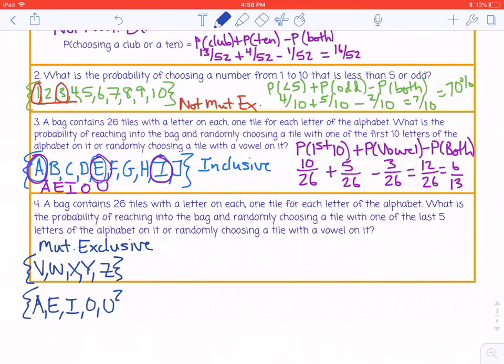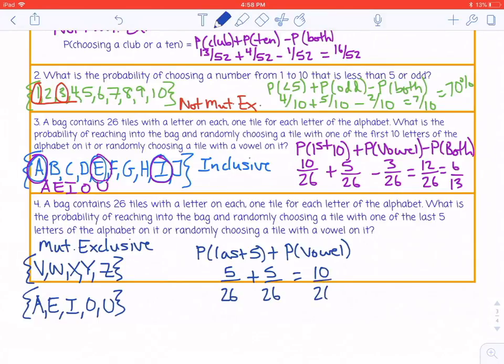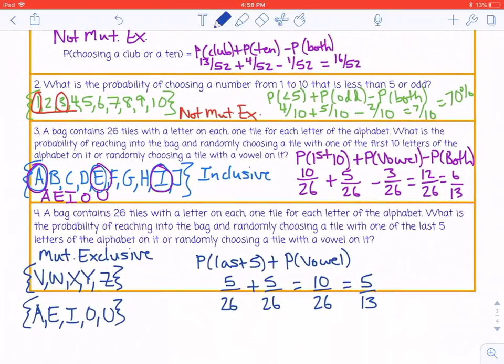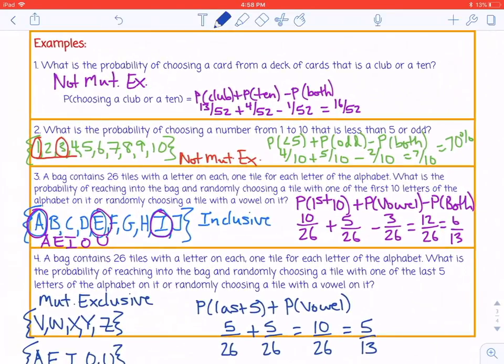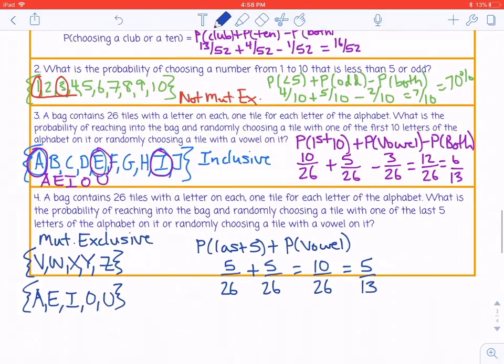Okay, so we need to calculate the probability. That means we just need the probability that it's one of those last 5 letters plus the probability that it's a vowel. But there's no overlap, so we don't need to subtract it. All right, so there's 5 letters that are the last 5 letters of the alphabet out of 26 total, plus the probability that it's a vowel, which is also 5 out of 26. So then we just get 10 out of 26, which is 5 out of 13, and then whatever that decimal would be. I'm just trying to save some time, but you could always type that straight in your calculator and figure it out. Okay, so that's it for the mutually exclusive and inclusive examples.